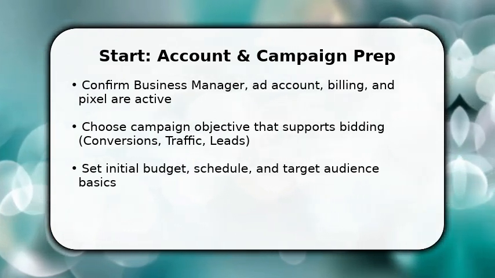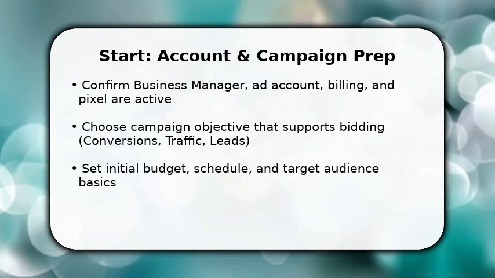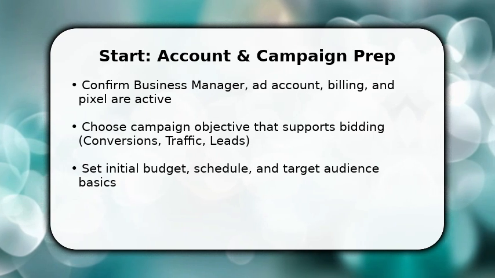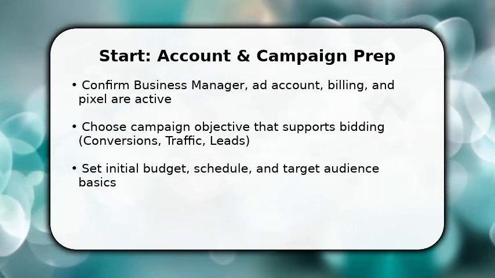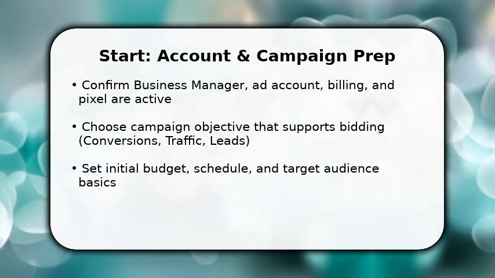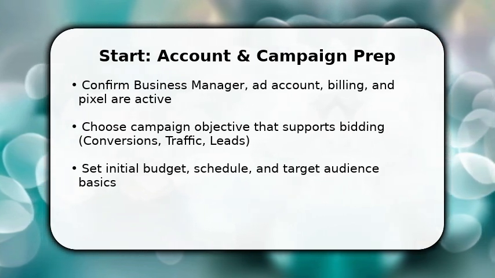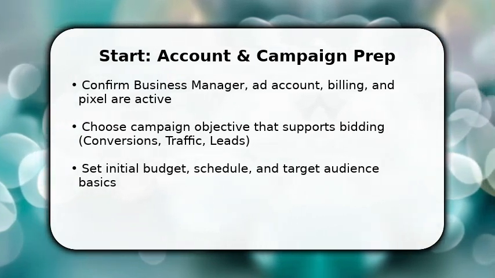Next, create a campaign and pick an objective that supports manual bidding like conversions or traffic, so you can set CPC. Once done, pick a realistic daily budget and schedule, and define audience parameters to generate stable delivery. Underpowered audiences create volatile CPC.